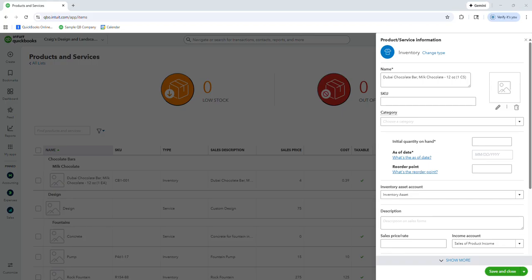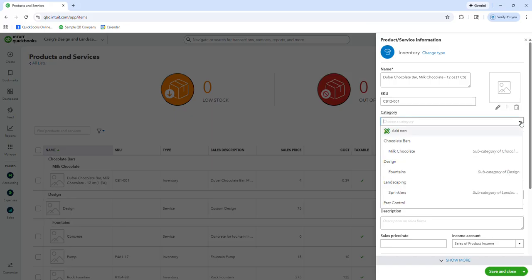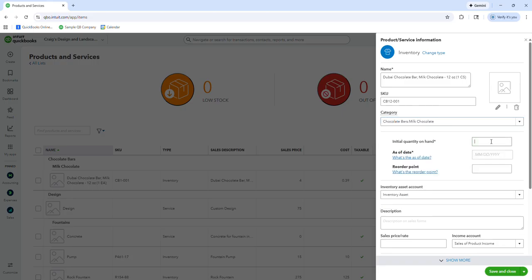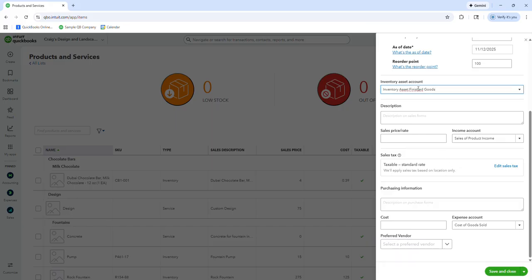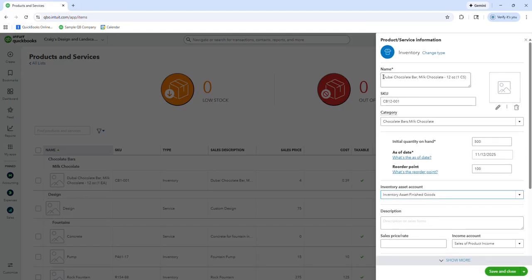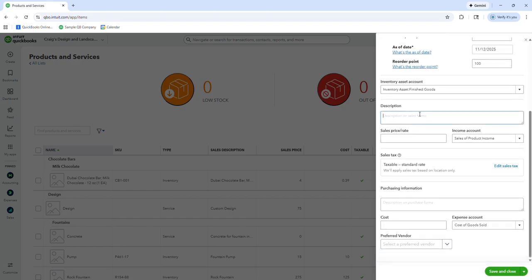Now the SKU I'm going to have here, category is the same category, it's the same item, just a different volume or quantity. So here we have initial, we've got 500 cases. And I'll put the reorder point to 100. This is also a finished good. Everything in this video will be a finished good. I will repeat the description in sales and purchase.